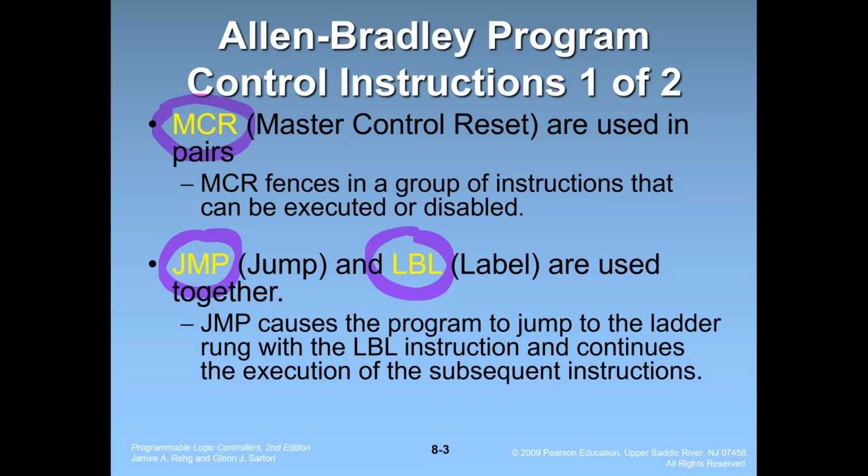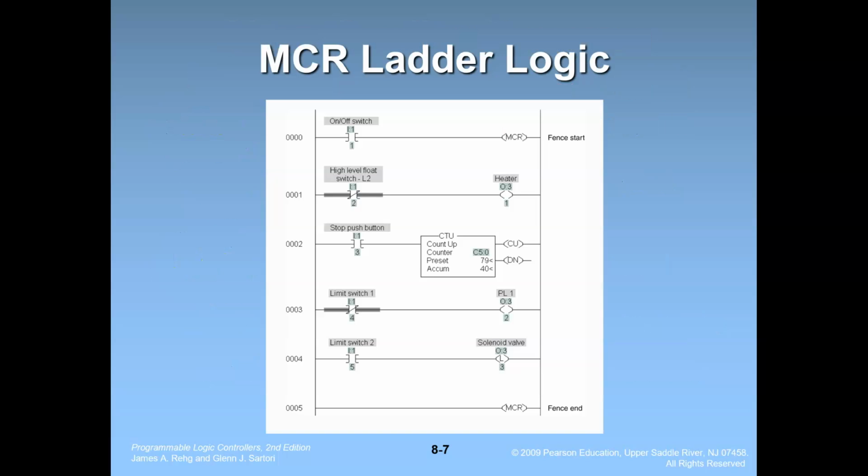Let's talk about the first one, which is master control reset. Master control reset is similar to a fence. It fences a group of instructions, and if this group of instructions has an active fence, they can be executed, otherwise they are not going to be executed. So you either execute all of them or you're not going to execute any of them. Let's look at an example.